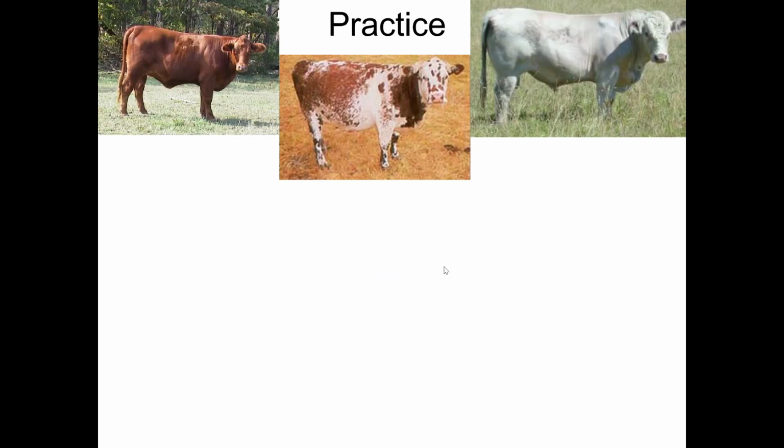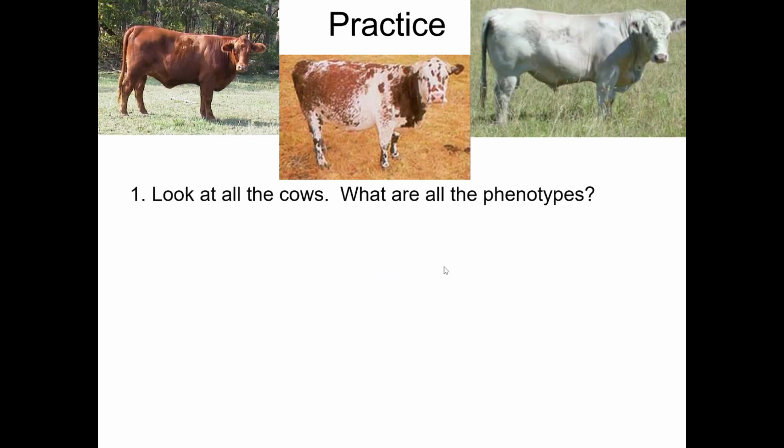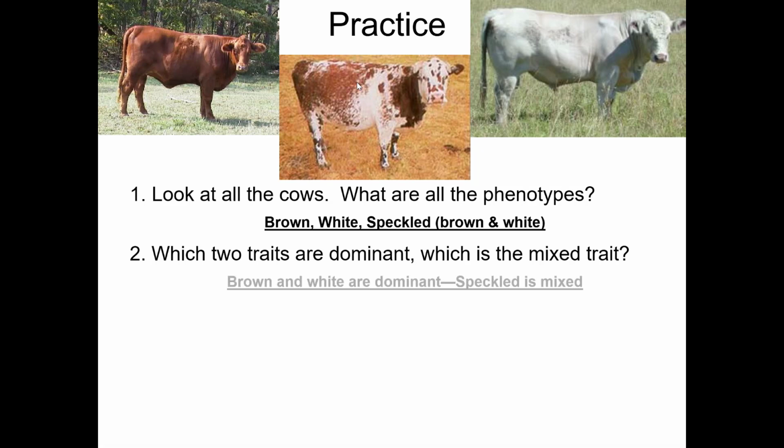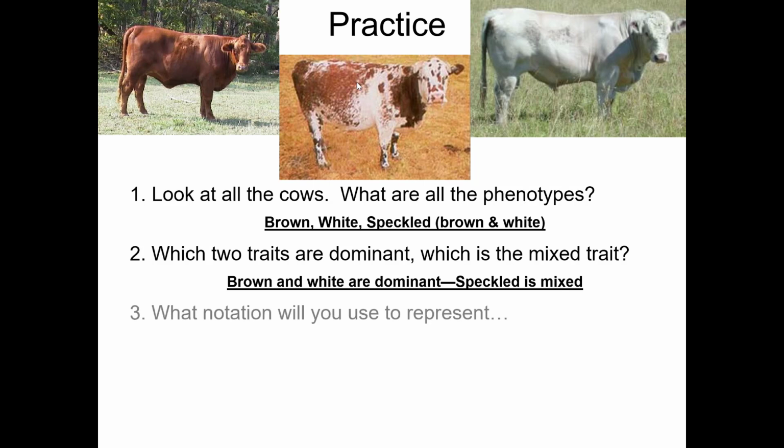So here we have three cows. We have three different phenotypes. What could they be? We should see brown, white, and speckled. The speckled is the brown and white mix. Now, out of these three phenotypes, the two dominant traits are going to be brown and white. The speckled is the mix, or the speckled is the heterozygous cow.